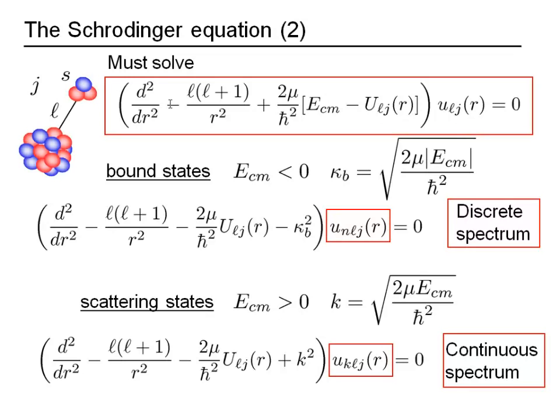On the other hand, for scattering states where the energy is positive, the differential equation is the same, except that the sign of this term has changed. And of course, once you become unbound, the spectrum is continuous. Okay? There is a solution possible for any value of k, and so there is an infinite number of solutions of this Schrödinger equation, one for each energy in the continuum.